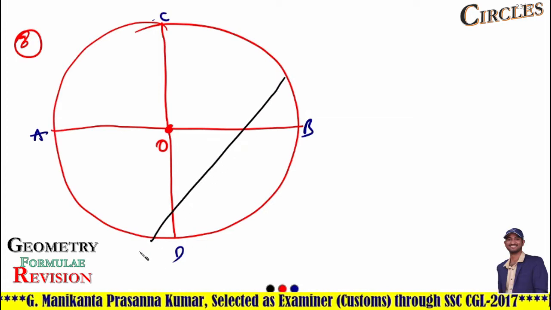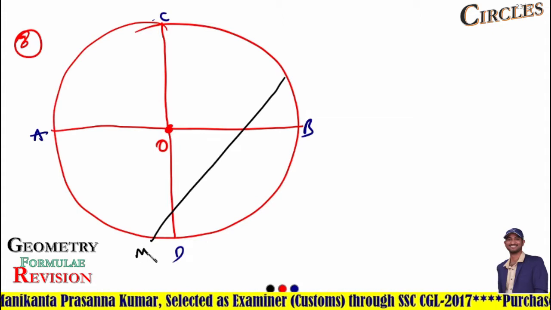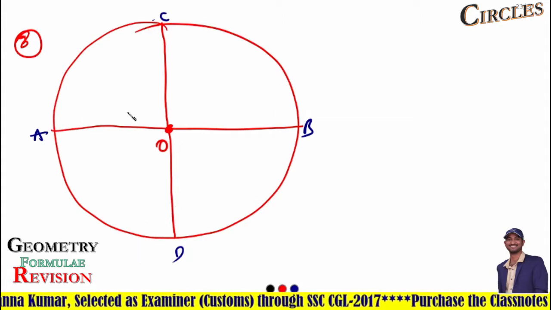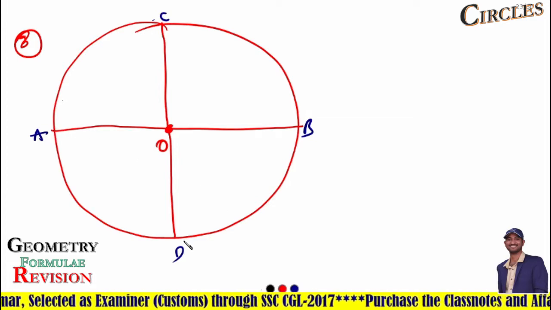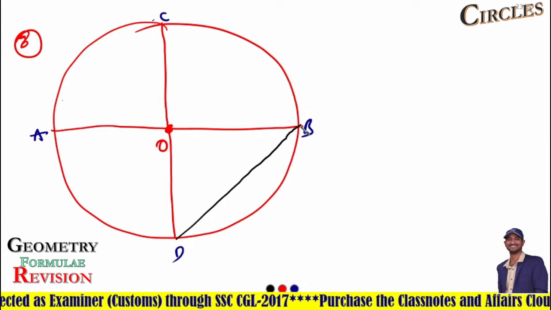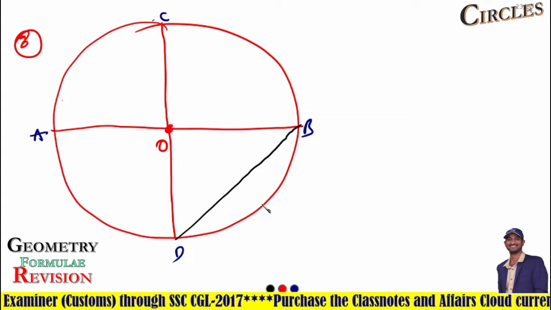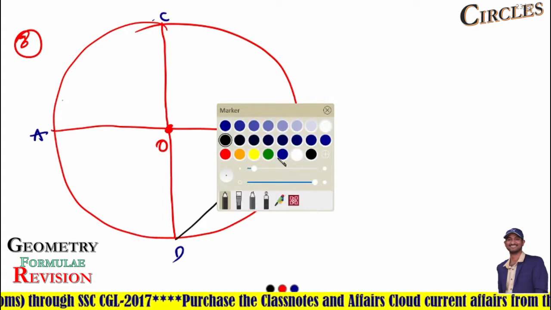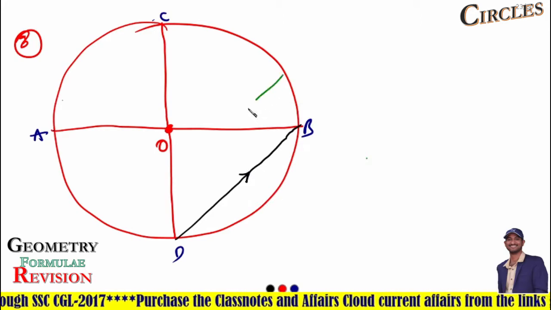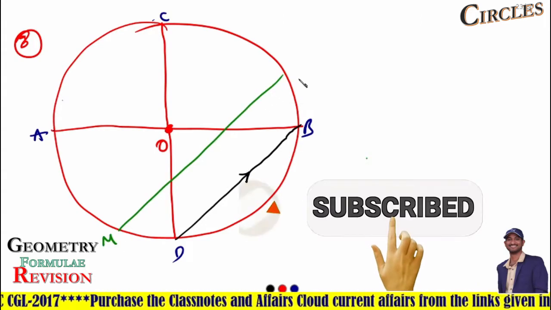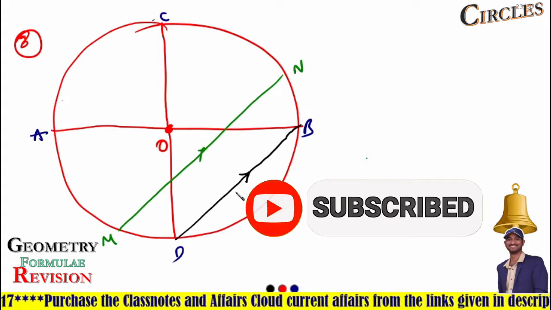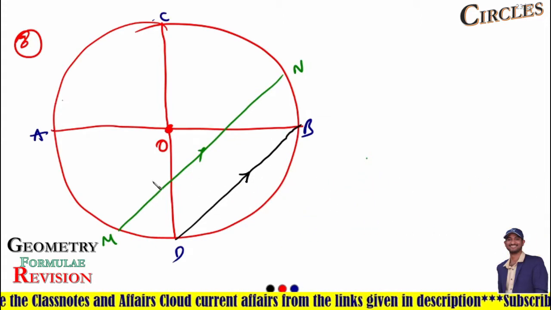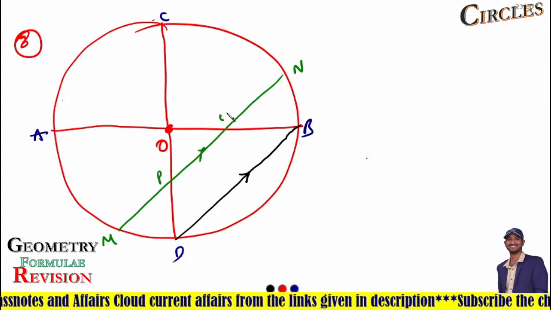There is a line MN. If you join any two adjacent points, for suppose AC or BD, whatever you have to join, and I draw a line which is parallel to this line, suppose there is a line MN which is parallel to DB, and that line intersects the diameter at P and Q.